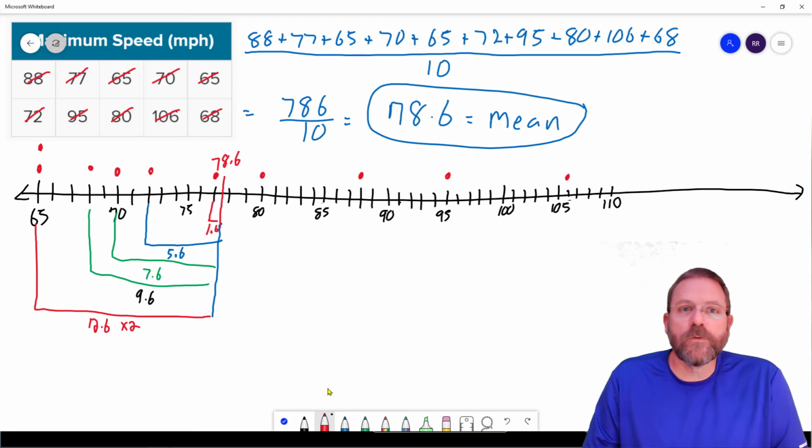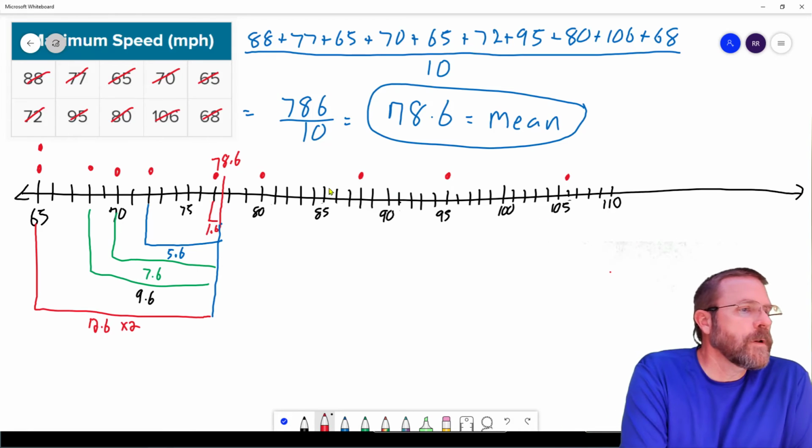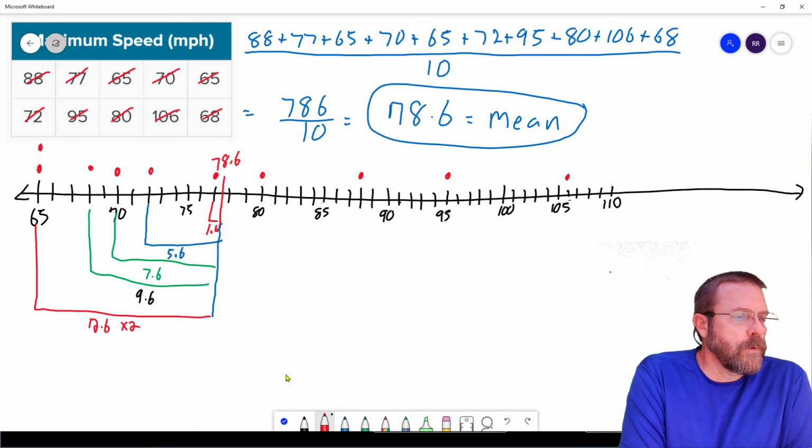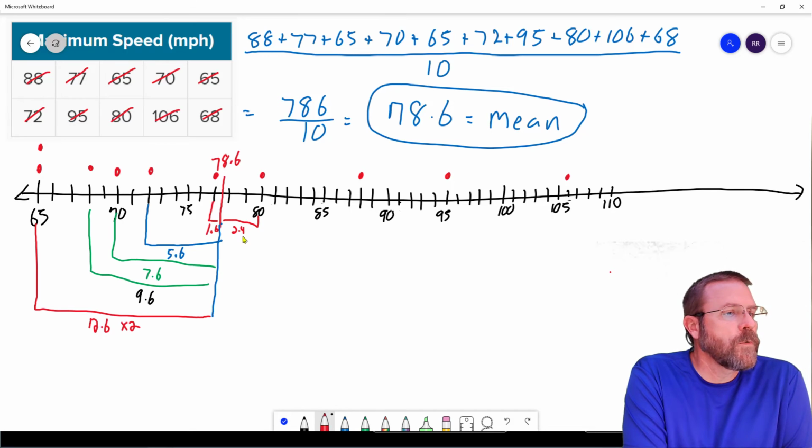Next, we'll go to the other side. So for the other side, what am I going to do? Well, I'm going to start counting down. I'm going to go 1, 2, and that's 0.4. So my first distance is going to be a 2.4.